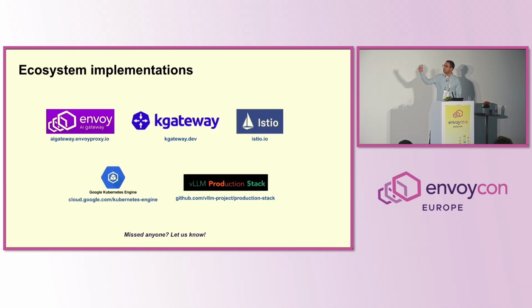And lastly, we just wanted to call out these ecosystem implementations. These are community projects that are either using extensions for their own use cases, or they're actually implementing these Kubernetes gateway inference APIs: Envoy AI Gateway, KGateway, Istio, GKE Gateway, and vLLM production stack.